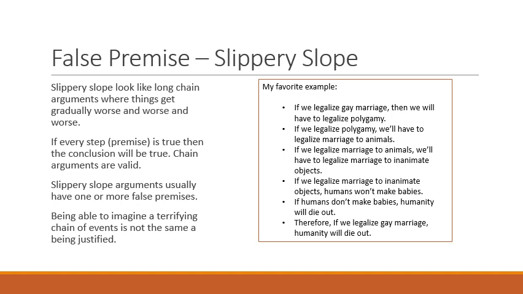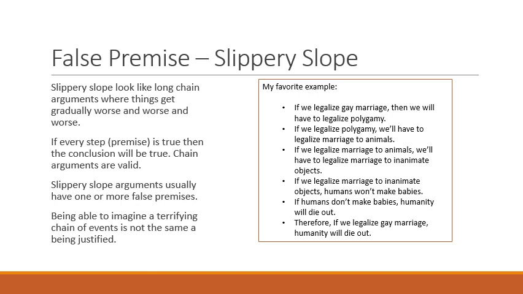It's a chain argument, and it's against gay marriage. It says that if we legalize gay marriage, then we'll have to legalize polygamy. If we legalize polygamy, we'll have to legalize marriage to animals. If we legalize marriage to animals, we'll have to legalize marriage to inanimate objects. And if we legalize marriage to inanimate objects, humans won't make babies. And if humans don't make babies, then humanity will die out. Therefore, if we legalize gay marriage, then humanity will die out. It just follows from all of those premises. So if every single one of those premises were true, the conclusion would have to be true, right? That's validity.